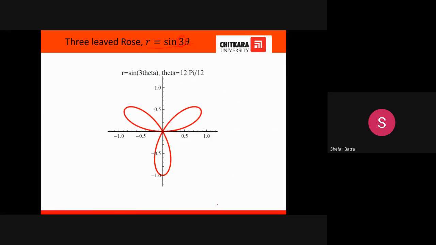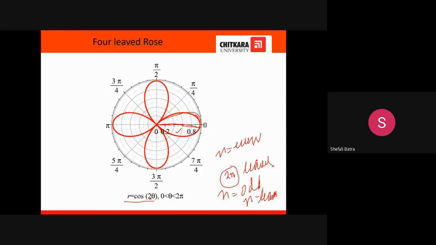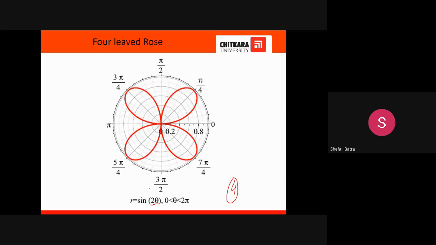And then this is the folium of Descartes. This is a 3-leaf rose, r is equal to sin 3θ. If r is equal to sin nθ, as the standard equation, if n is odd, then n leaves would be there. If n is even, then there would be 2n leaves in that sketch, right? If r is equal to sin 3θ, there would be 3 leaves. If r is equal to cos 2θ, there would be 4 leaves because n is even. Similarly, r is equal to sin 2θ would again be 4 leaves.